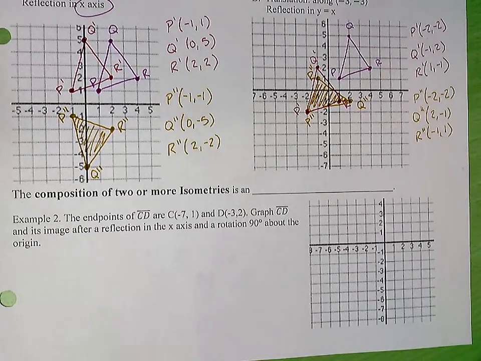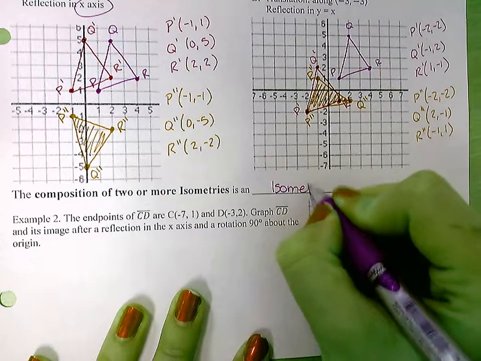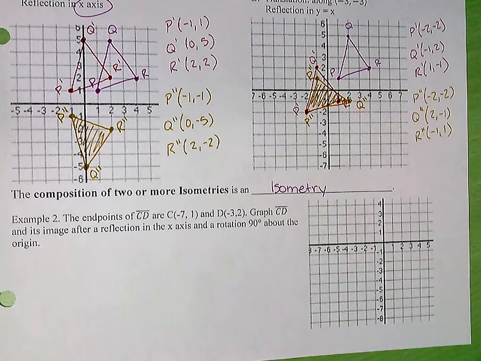Okay, so next here, the composition of 2 or more isometries is still an isometry. So it's still keeping its same size and same shape. It's not getting larger or smaller, and it's not adding on extra points to change its shape. It stays that same shape, it just does move around.